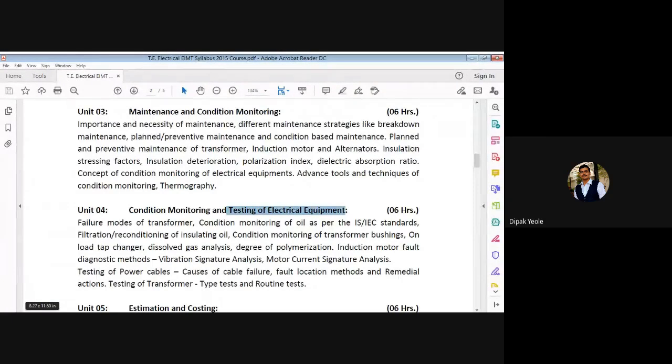The same is the case for our testing of electrical equipment. Whenever we carry out tests on electrical equipment, there are methods, such as testing power cables, fault location methods, and testing of a transformer. You have conducted tests in the laboratory, the open circuit test and short circuit test. Obviously each particular test has a particular function.